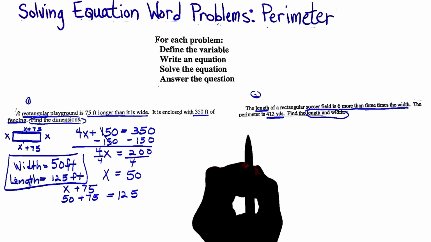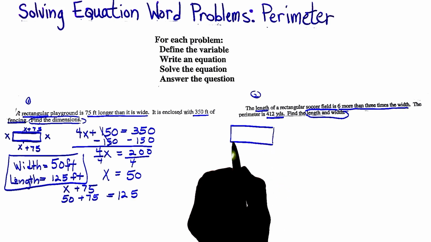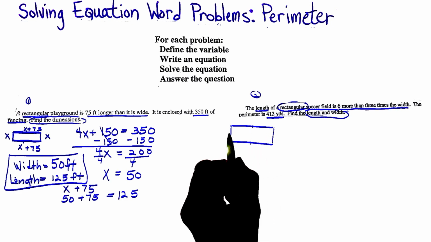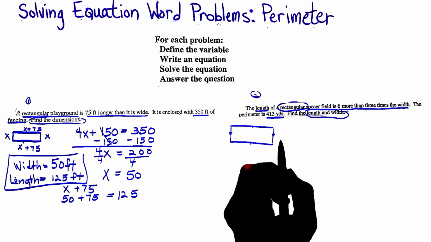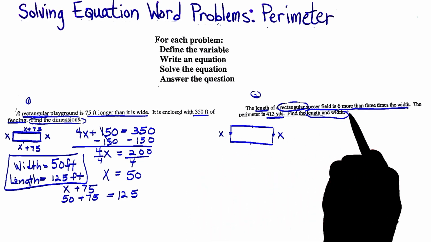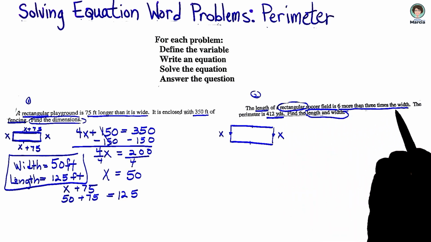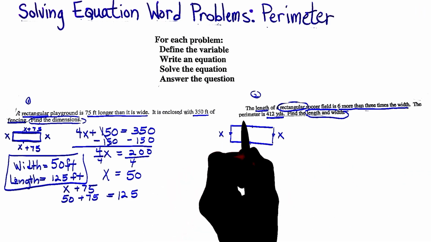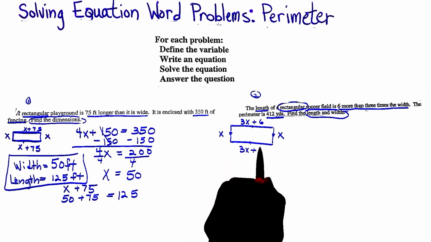So let's go ahead and draw our rectangle. Again, not an artist, but I'm saying that it's a rectangle because it said so. And we know that our opposite sides are equal to each other. So our width is again just x, and we have two of them. They said that the length is 6 more than 3 times the width, so I've got to write a variable expression, and it's going to be 3x plus 6, and again, 3x plus 6.